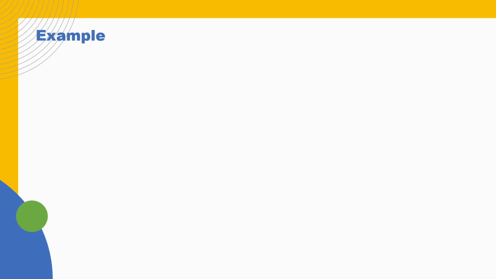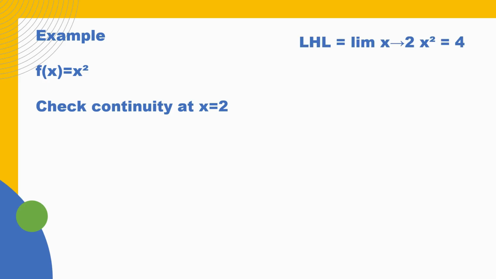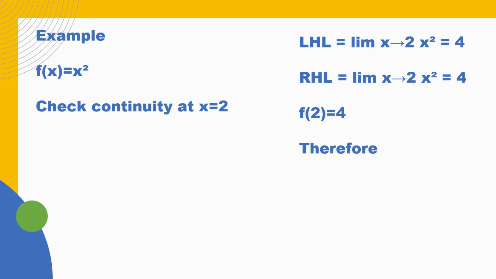Let's verify these conditions with a simple example. Consider the function f of x equals x squared. We want to check whether it is continuous at x equals 2. Since x squared is a polynomial, we already expect it to be continuous. But let's prove it using the definition. Approaching 2 from the left gives us 4. Approaching from the right also gives us 4. The actual function value at x equals 2 is also 4. Since all three values are equal, the function is continuous at x equals 2. This is exactly the process we will follow in every continuity question.